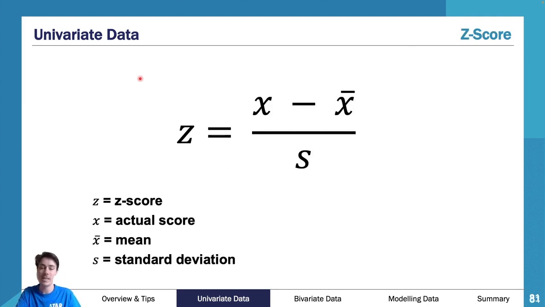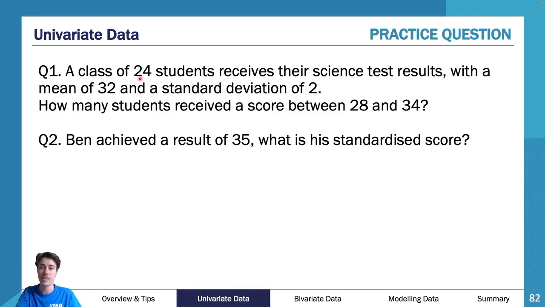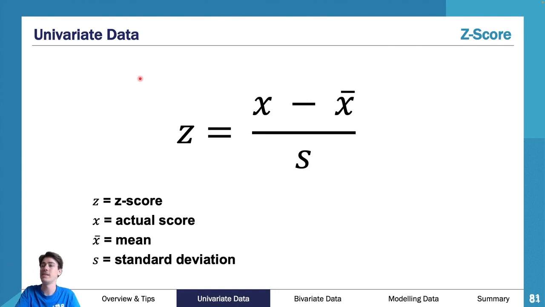And then we have our Z-scores. Our Z-scores are essentially a little bit different. We've done that first question, but then it says Ben achieved a result of 35. What is his standardized score? Well, actually this first question we haven't done. This is between 28 and 34. You're welcome to do that yourself. But your Z-score is a little bit different. Ben achieved a result of 35. What is his standardized score? Well, a standardized score is essentially your Z-score, so you would put it in this formula here.